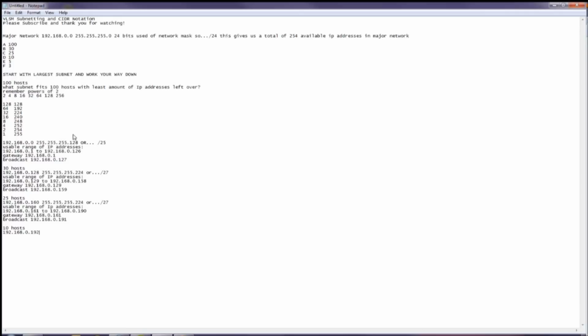Alright, let's move on to the next group. It's going to be 10 hosts. So our group is 192.168.0.192, and we need to go up to, looks like 16 hosts, since 8 isn't going to be enough, so that'll put us at .240. And the CIDR notation on that, count down the list, 25, 26, 27, be /28.